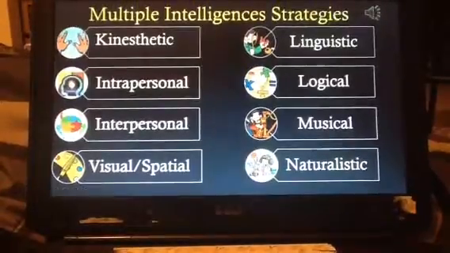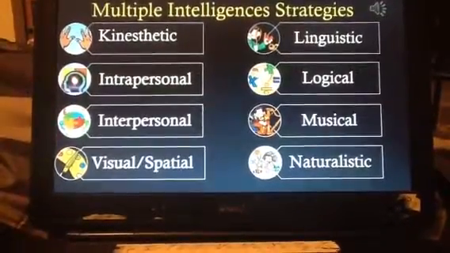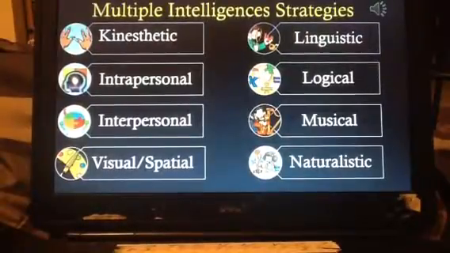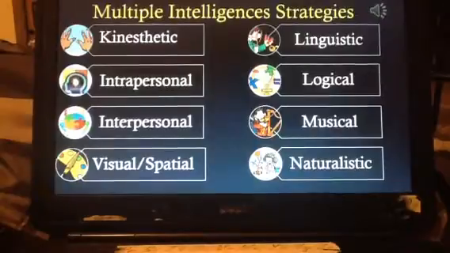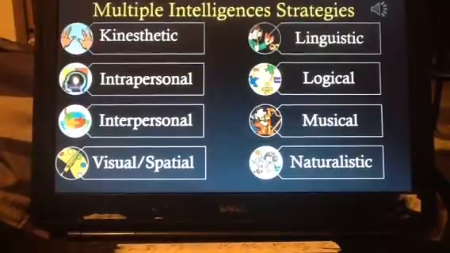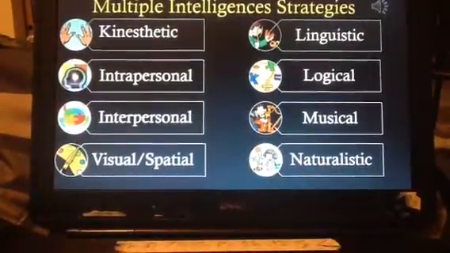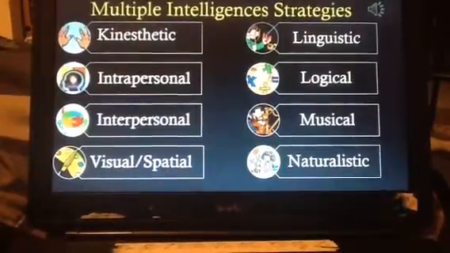So we want to make sure that when we're assessing students, all of our assessments are culturally sensitive to diverse students, their language, and their cultures. So here's a list of multiple intelligence strategies that may work for you, because students learn better in different ways. The first one I'm going to talk to you about is kinesthetic. These are students that have the ability to move through space effectively and learn best with movement.